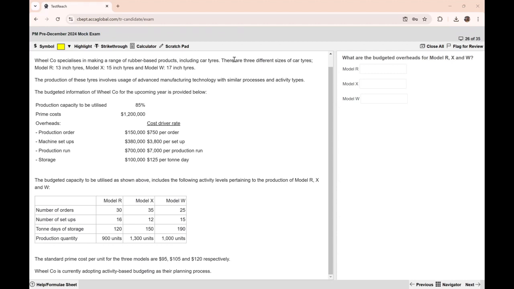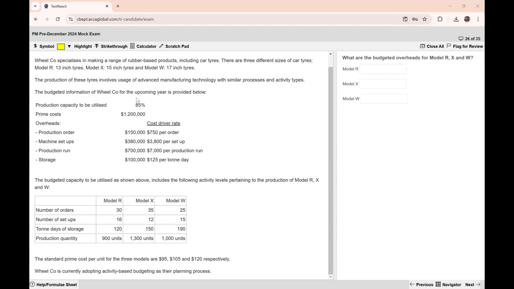Wheel Company specializes in making a range of rubber-based products, including car tires. There are three different types of car tires: Model R 13-inch, Model X 15-inch, and Model W 17-inch tires. The production of these tires involves usage of advanced manufacturing technology with similar processes and activity types.